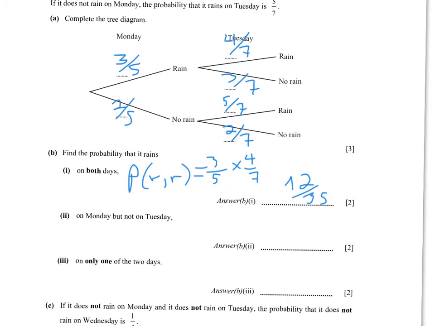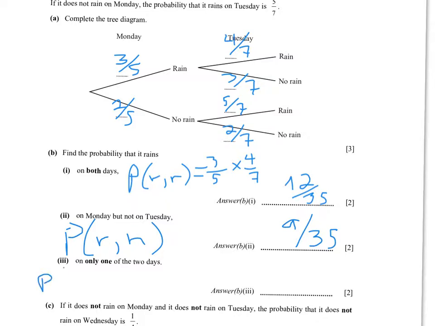Rains on Monday, but not on Tuesday. So again, I'm going up here, down here. So that's 3 over 5 times 3 over 7. Probability R and not-R, if I want to write it that way. So I said 9 over 35. I didn't say it, but I mentioned that we're going to multiply those 2 branches. And it only rains on one of the 2 days. So I've got the probability of R, not-R.